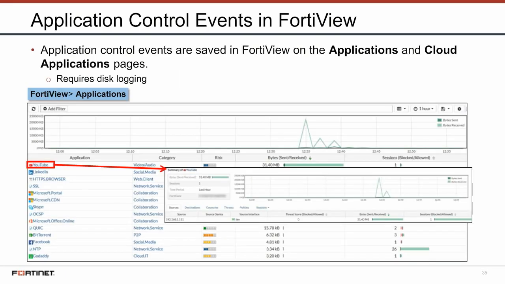On the FortiView menu, the Applications page provides details about each application, such as the application name, category, and bandwidth. You can drill down further to see more granular details by double-clicking an individual log entry. The detailed view provides information about the source, destination, policies, or sessions for the selected application.